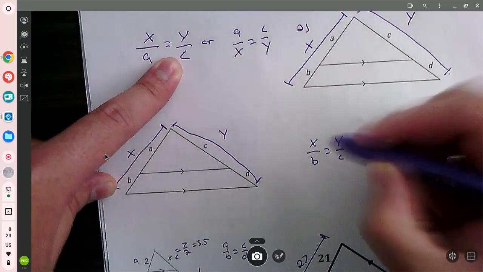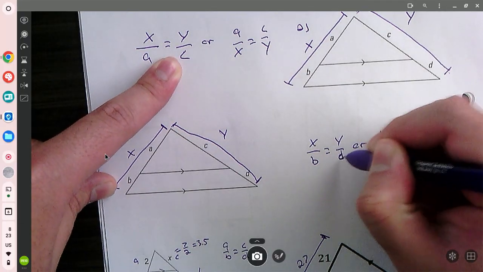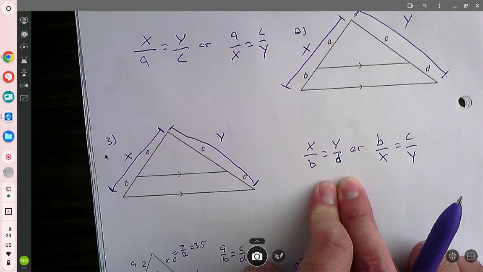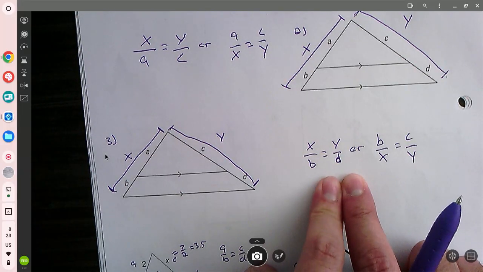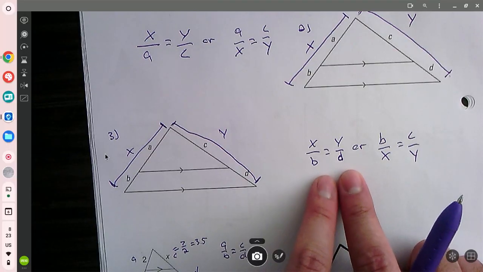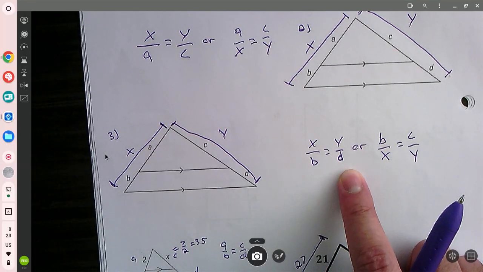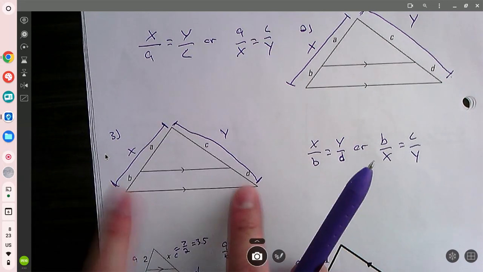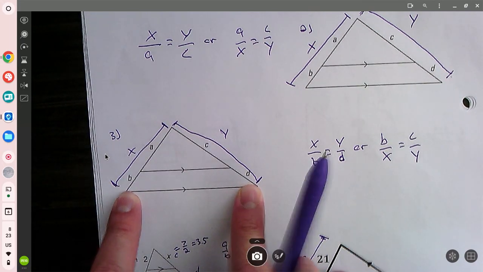Oh, this should be D. My fault. Thanks for making me explain that. That should be a D, not a C. Please change that if you wrote that down for me, okay? Should be a D. Okay, please change that from a C to a D. So for 3, we're just doing the bottom ones, for the bigger triangle.